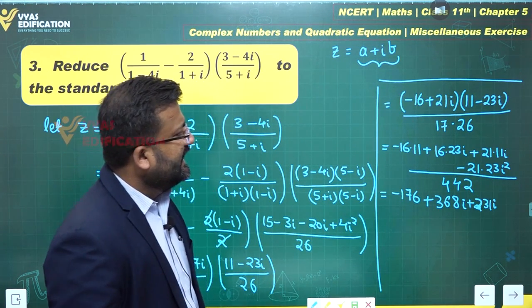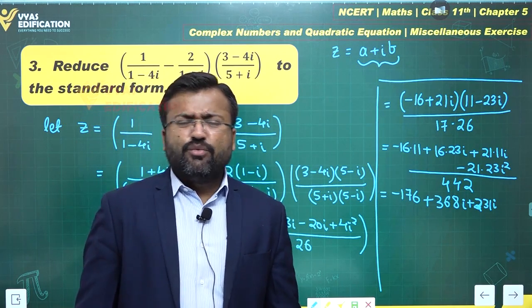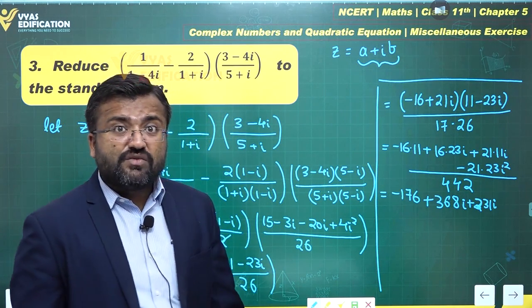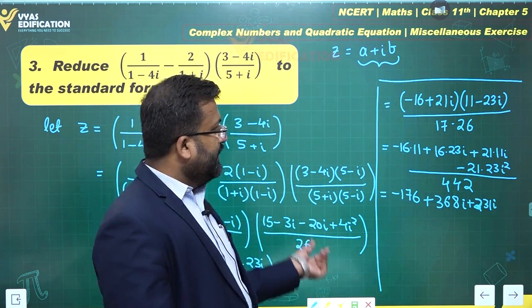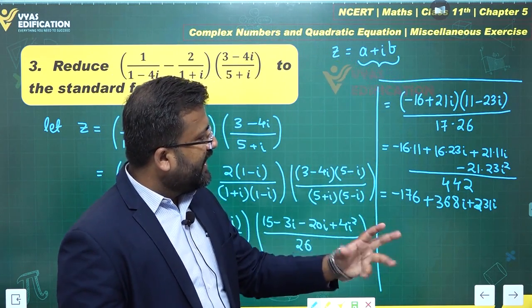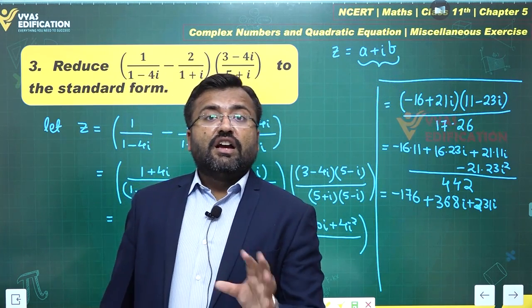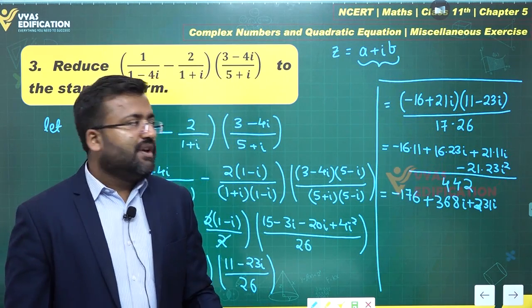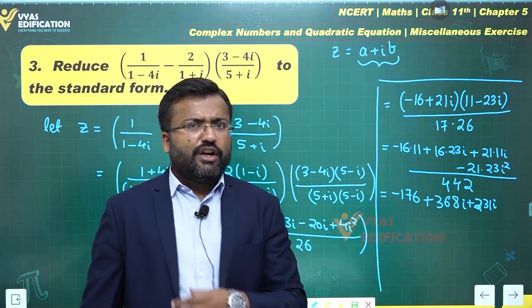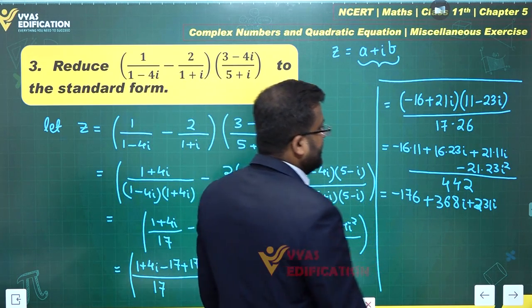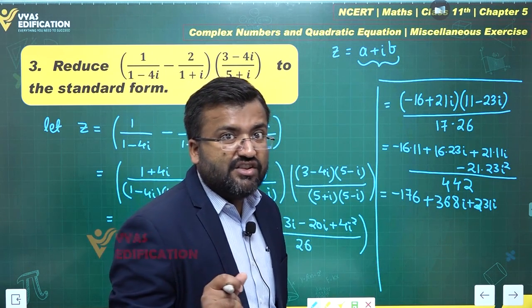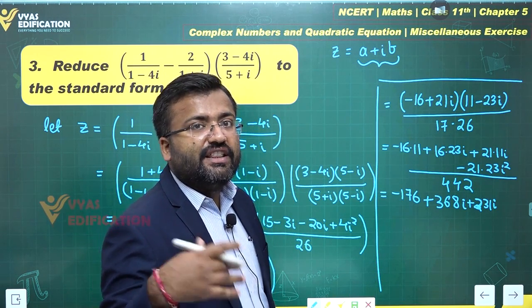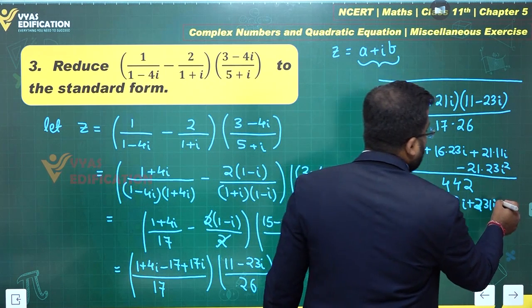21 times 23. This is 22 minus 1 times 22 plus 1. This is 22 square minus 1 square. 21 is basically 22 minus 1 and 23 is 22 plus 1. So I can multiply them together by converting them in the form a plus b, a minus b. That will be 22 square, which is 484, minus 1, 483. Now minus 483 i square. i square is also minus 1, right? So minus 483 into minus 1 will become plus 483.